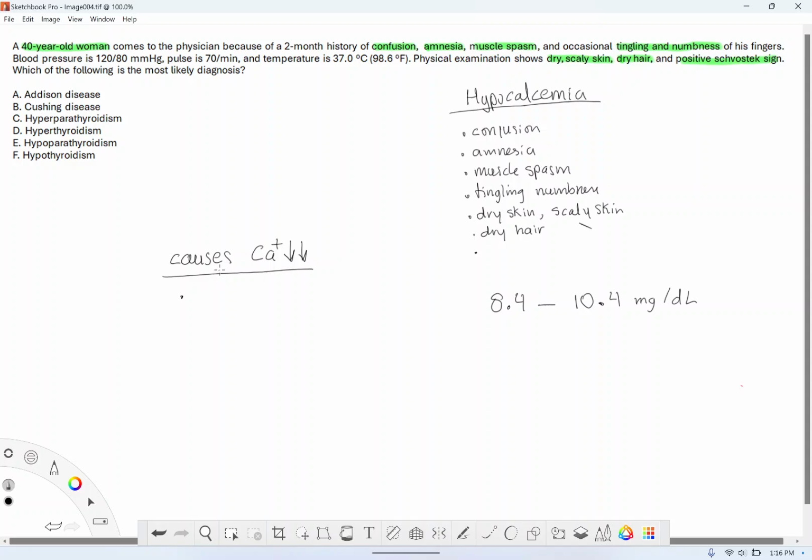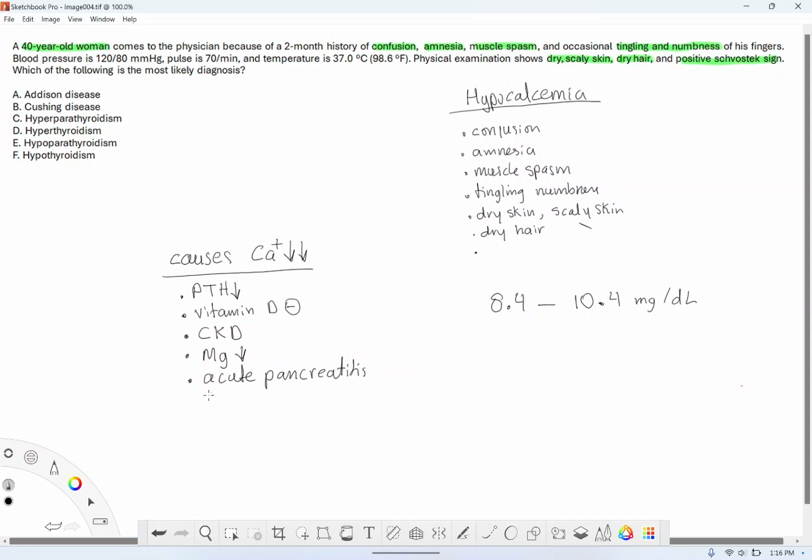Now, the most important cause is either you have low PTH, hypoparathyroidism, right? Low PTH, that's cause one. You can also have hypocalcemia because of vitamin D deficiency. You can also have hypocalcemia because of chronic kidney disease. You can also have hypocalcemia because of low magnesium, hypomagnesemia. You can also have it because of acute pancreatitis, because pancreatic enzymes will consume a lot of this calcium.